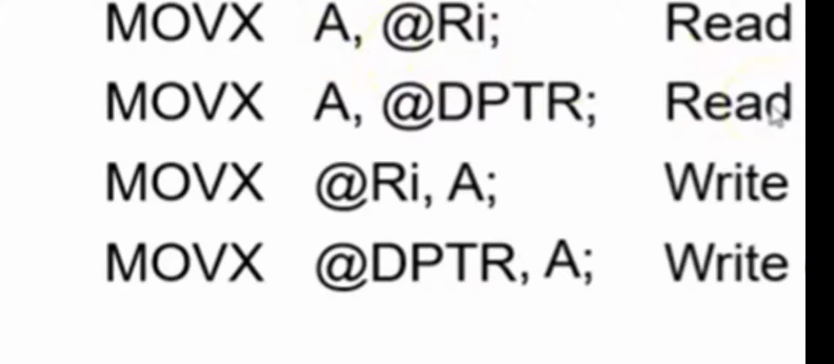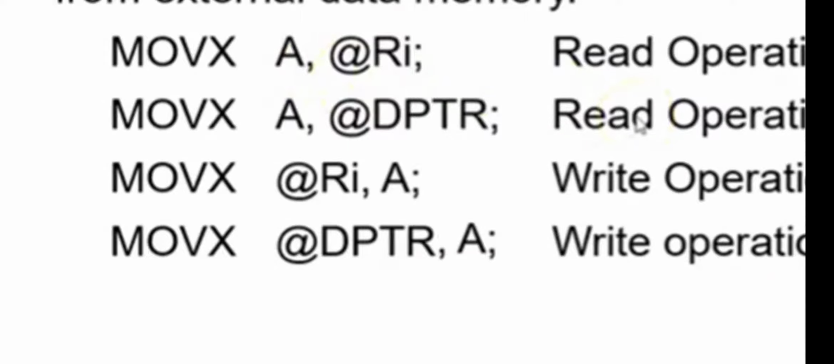Now the next instructions, MOVX @Ri,A and MOVX @DPTR,A, are similar instructions. Here the destination and source are reversed. In the first instruction we are reading from the external memory, and in the third instruction we are writing to the external memory. So the data from the accumulator is copied into the external memory whose address is in register R0 or R1. And in the fourth instruction, the data is copied from the accumulator to the external RAM memory whose address is in the DPTR. Okay, let's understand these instructions with an example.